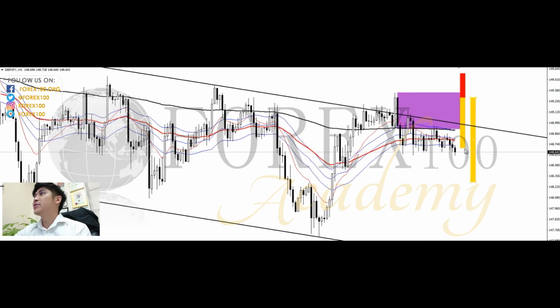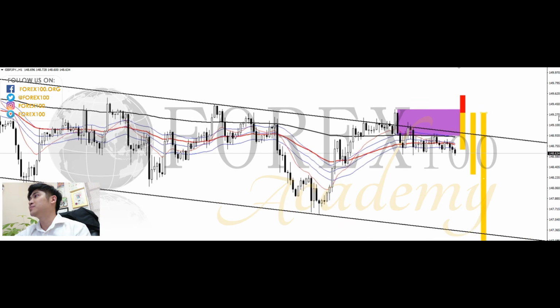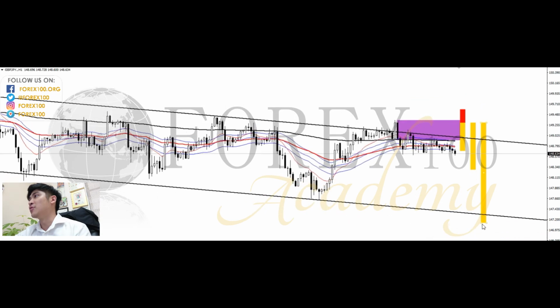My target 2 will go all the way to 147.13. Sorry, 148.27. Okay, that's my target 2. If you look left, there's structure over here, there's structure over here. That's my target 2. And of course, my final take profit level will be at 147.13. As you can see, it's slightly below the trend line. So of course, traders, if you like to exit once the market touches the trend line, it's pretty fine.